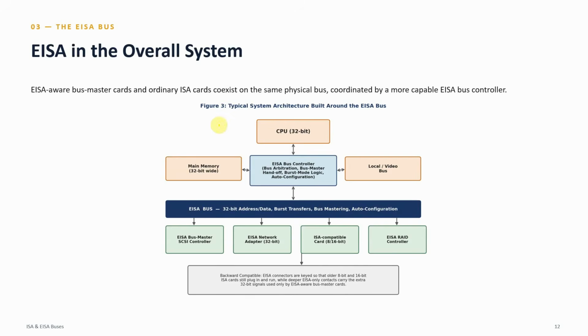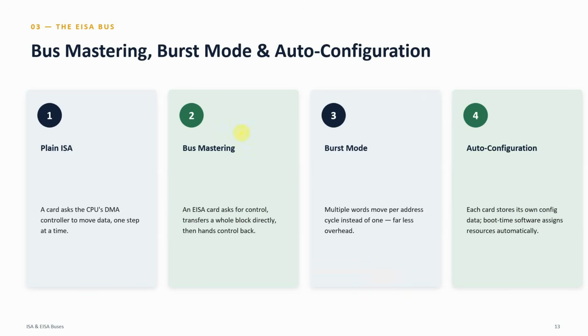And your EISA-aware bus master cards and ordinary ISA cards coexist on the same physical bus, and it is coordinated by a more capable EISA bus controller. The EISA bus controller can perform bus arbitration, bus master handoff, burst mode logic, and auto configuration. ISA was a simple architecture, whereas EISA can control all these things, and we can have all the peripherals connected to this. So we have bus mastering, burst mode, and auto configuration in the case of the EISA bus.